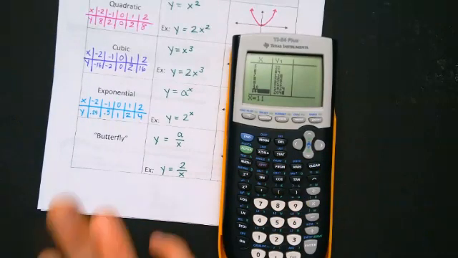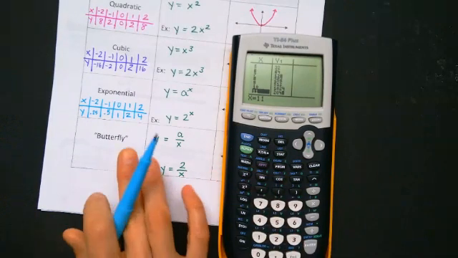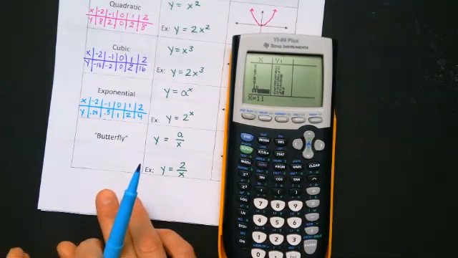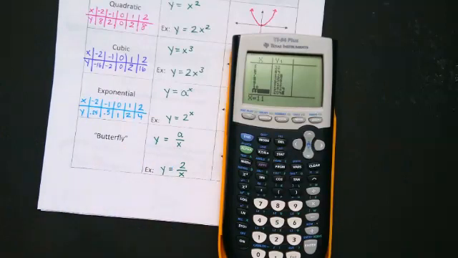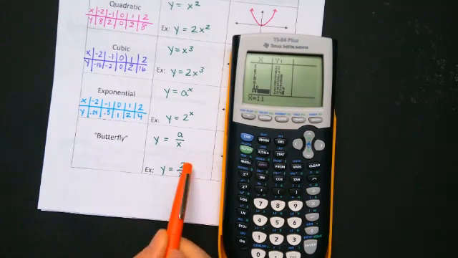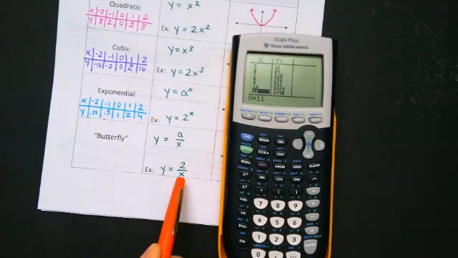All right, next one then, last one. There's not really a term for this graph, but some people call it the butterfly graph. It is when you have a fraction in your equation, and the important part is the x is in the denominator of the fraction. If the x is in the denominator is when we come up with a graph that looks like this.